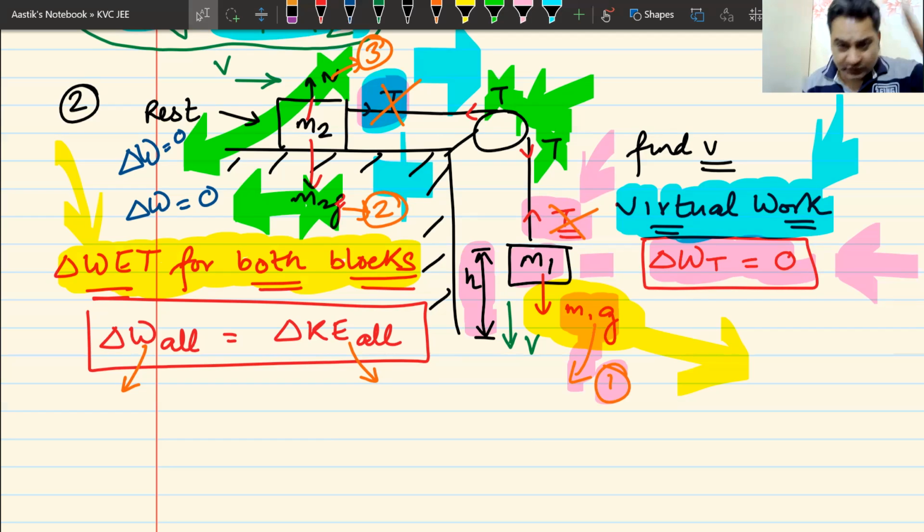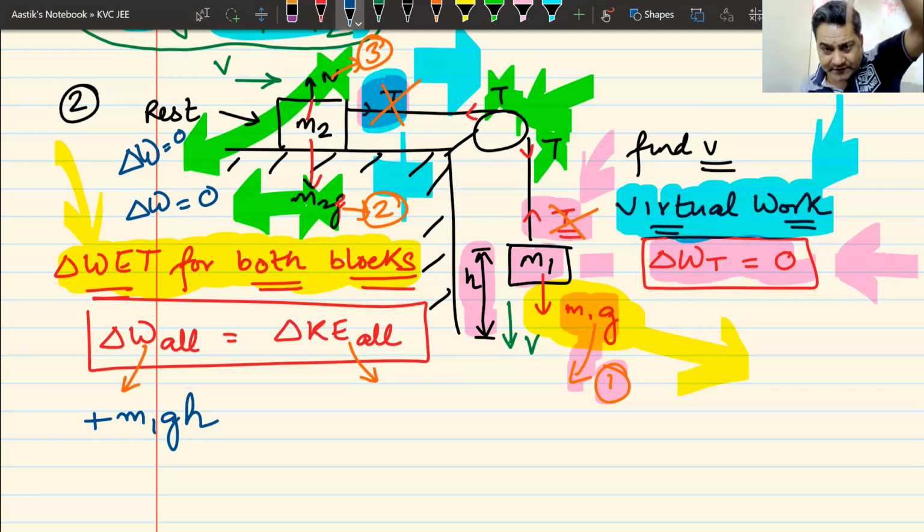Work done by all forces. There's only one force working. That is weight, M1G. M1G is downwards. The block moves by H downwards. So what is the work done by this force, M1G? That will be simply equal to M1G multiplied by H, and it would be positive because M1G is downwards and the displacement is also downwards. So the work done is M1GH. That is the only work done because that is the only force which is doing any work.